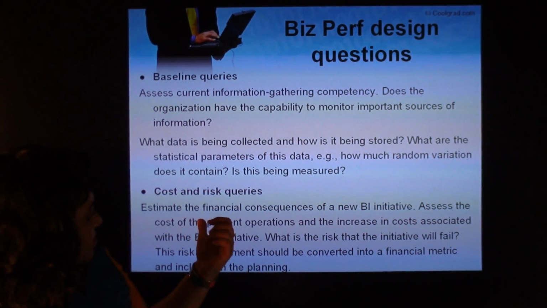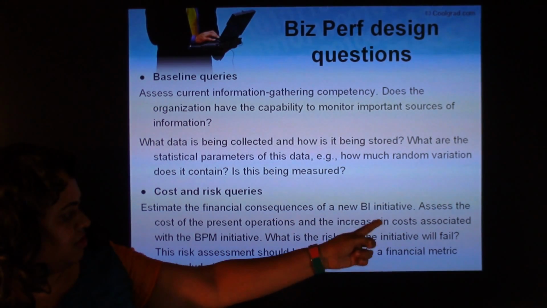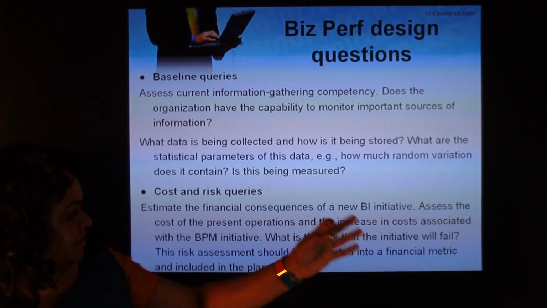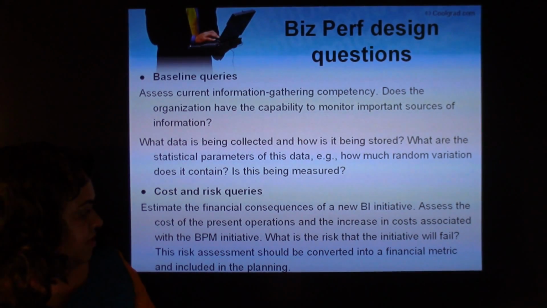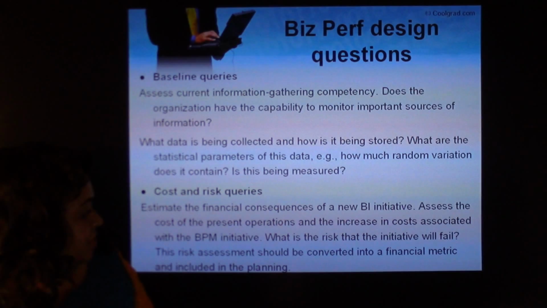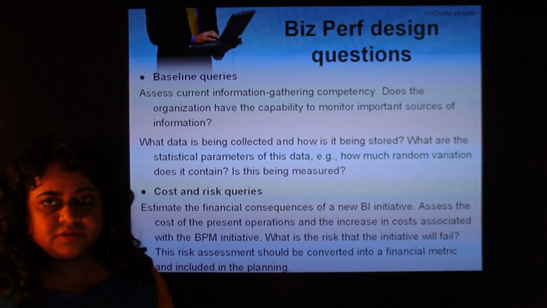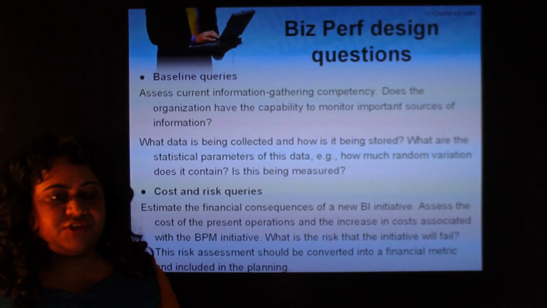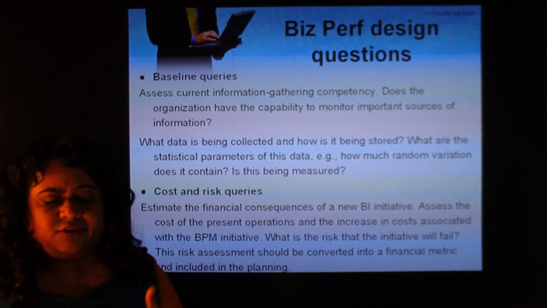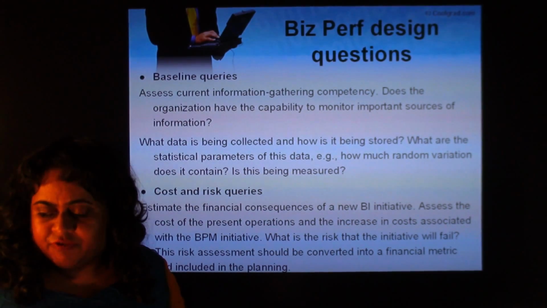Cost and risk queries. So estimate the financial consequences of a new business intelligence initiative. Assess the cost of the present operations and the increasing costs associated with the BPM initiative. What is the risk that the initiative will fail? So risk assessment should be converted into a financial metric and included in the planning. So if you're starting a new initiative or changing an existing initiative, we have to take into consideration all these queries and considerations. It's all about business performance design.